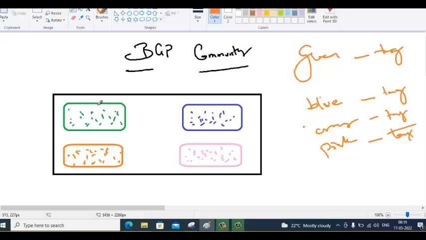BGP community is also like color only, a tag. Instead of orange, green, blue, we tag it with a number. BGP community is a number. The number identifies a prefix. That number identifies a service that needs to be provided to a prefix. It need not always be a prefix. It's a service to the prefix.